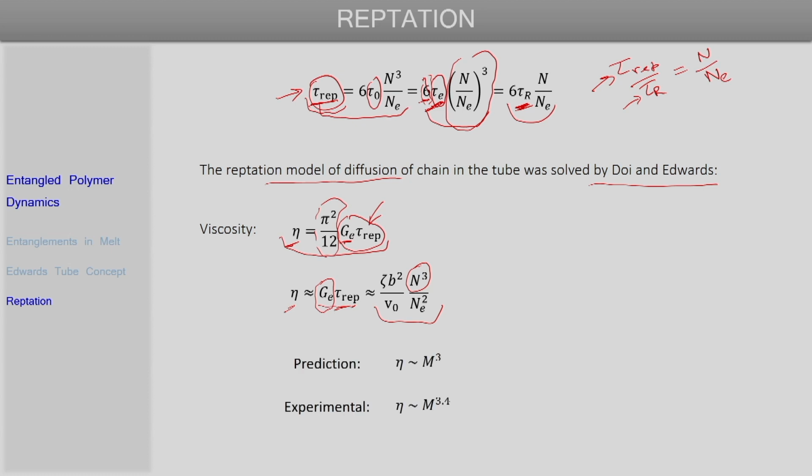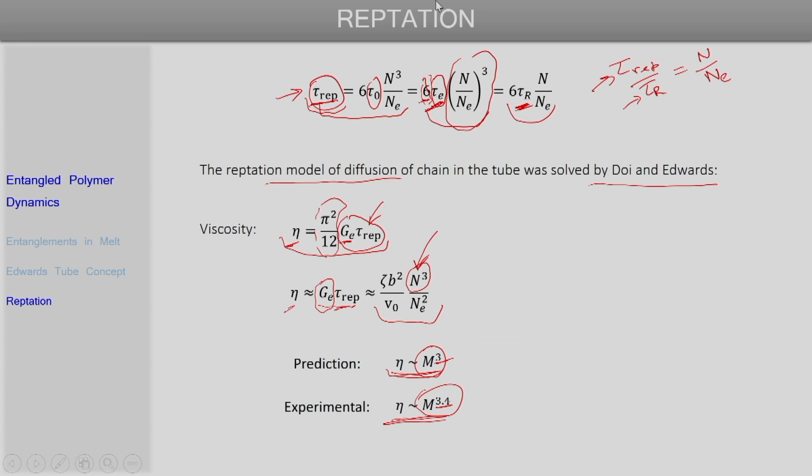If we again compare that with experiments, the prediction of this model is that the viscosity scales as molar mass to the power 3, because molar mass and the number of Kuhn monomers are directly related. Experimentally, viscosity is observed to scale as M to the power 3.4. So again there is a small but non negligible discrepancy between the exponents.